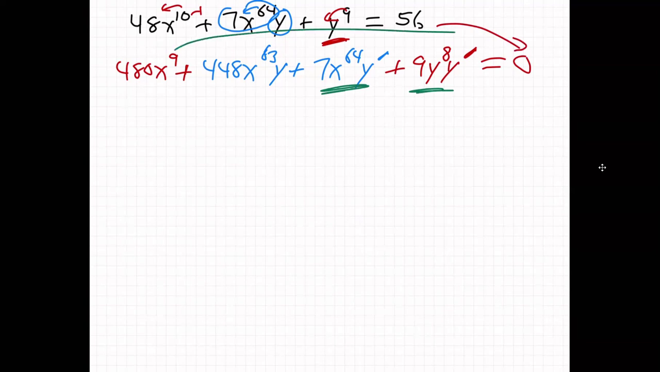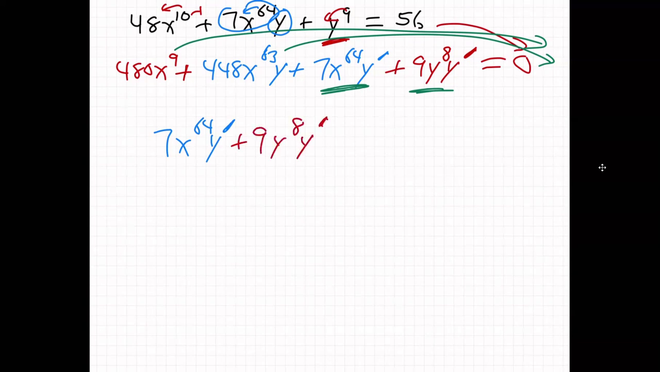So I'm just going to jump these guys to the other side. When they jump over, they become negative. You know that. So we get 7x to the 64 y prime plus 9y to the 8th y prime equals negative 480 x to the 9th and negative 448 x to the 63 y, right? This guy jumped over.